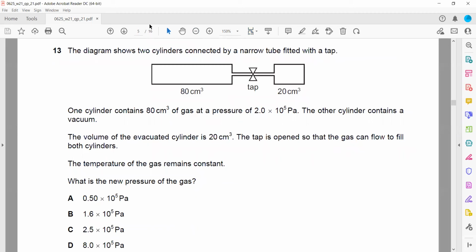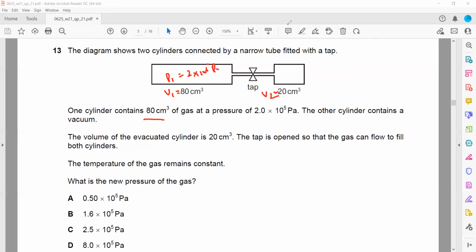In question 13, the diagram shows two cylinders which are connected by a narrow tube fitted with a tap. One cylinder contains 80 cm cube of a gas, so this is V1, and the pressure is 2 into 10 to the power 5 Pascal. The other cylinder contains a vacuum, but the volume of the evacuated cylinder is 20 cm cubes. The tap is opened so that the gas can flow to fill both cylinders.